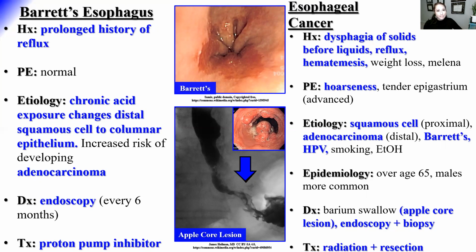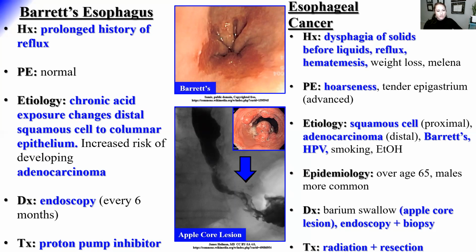Remember that cancer bleeds, so they may have hematemesis, that bright red blood. We have our secondary things for cancer, so weight loss. If they have that bleed, they may also have melena, because remember, cancer bleeds, and if it's an upper GI bleed, we'll get melena in the stools. They may complain about hoarseness if this is impinging on the vocal cords. Only in advanced esophageal cancer will you see tenderness over the epigastrium.